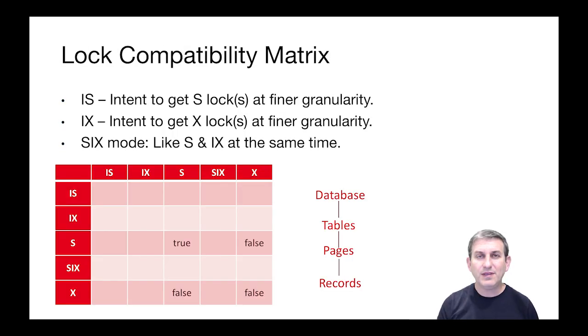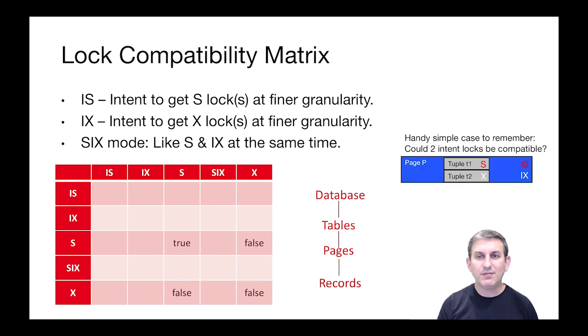To reason about the compatibility of these locks, it's helpful to have a simple example like the one here. We have a page P that contains two tuples, T1 and T2. And the idea is that if two locks are compatible on those two tuples, then their intent locks should be compatible on page P. So for example, an S lock on T1 is compatible with an X lock on T2 from two different transactions, and therefore an IS lock on P should be compatible with an IX lock on P from another transaction. Those intent locks are covering two locks at the lower level that are compatible, and therefore the intent locks at the higher level should be compatible.